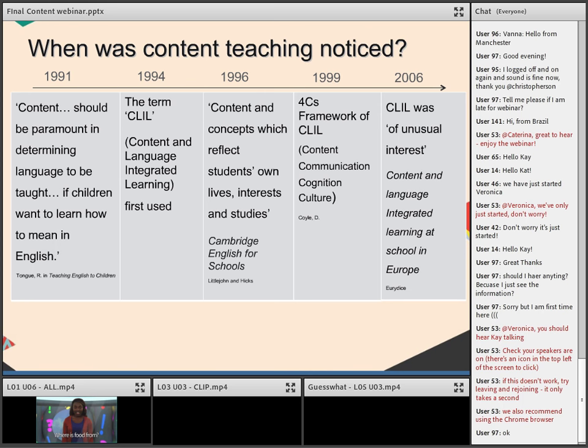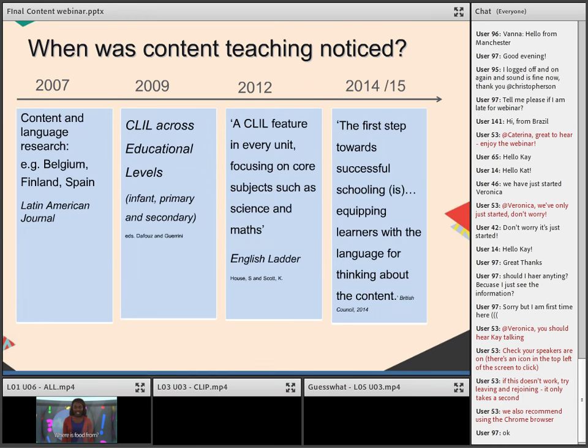By 2006, content and language teaching in schools was making policymakers take note. In a survey of content and language teaching carried out in schools across Europe, it was stated that CLIL was of unusual interest. By 2007, a wide range of research had been published about content and language teaching in primary and secondary school contexts, not only in Europe, where CLIL started, but also in Latin America and Asia as well. In 2009, books written by content and language primary teachers in countries such as Spain, Italy, Austria were published. An example is CLIL Across Educational Levels from Teachers in Spain.